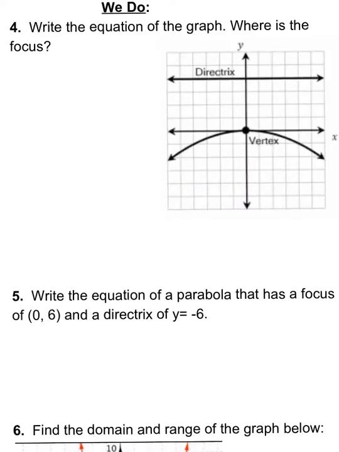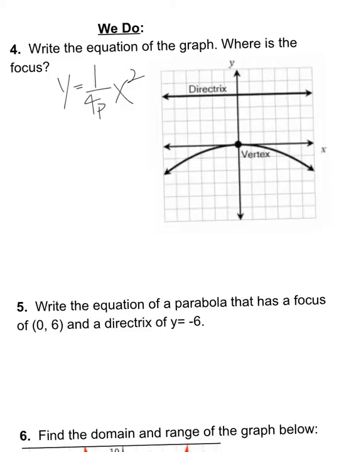So number 4, write the equation of the graph and where's the focus? What are you given? You're given a directrix and then a parabola. So you're going to have to use your formula of y equals 1 over 4p times x squared, since this is a parabola that opens up or down.